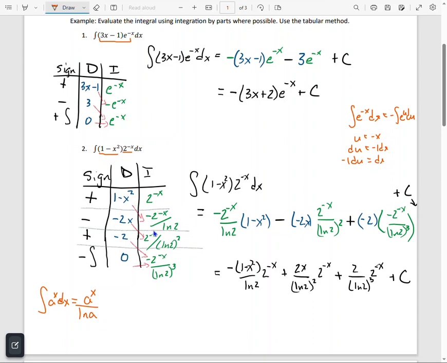So when we put these together, we start with the derivative and we step down 1. So the positive, 1 minus x squared times a negative 2 to the negative x over natural log of 2.